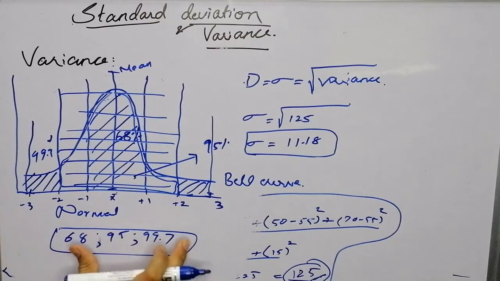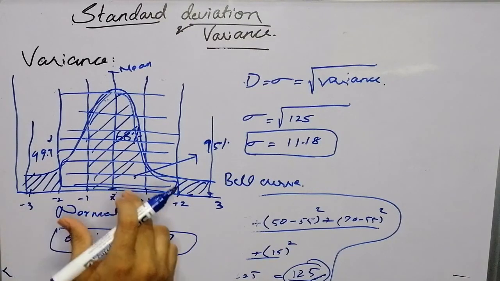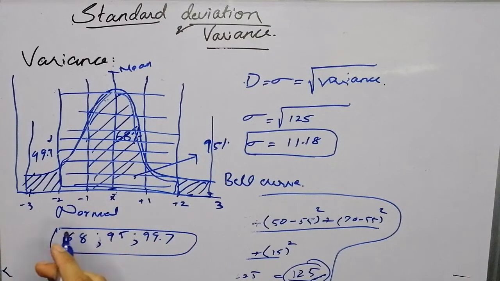Basically, using standard deviation, this is how we can say if the data is normally distributed or not. So when we find the standard deviation, we have a standard way of saying if the data is normally distributed or not. So this is the use of standard deviation.